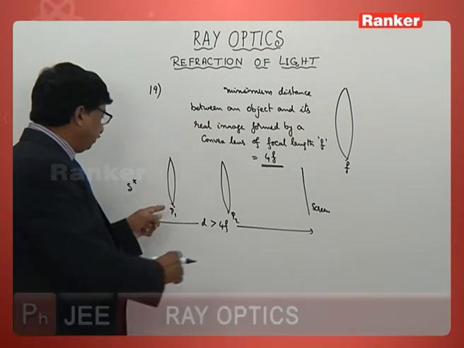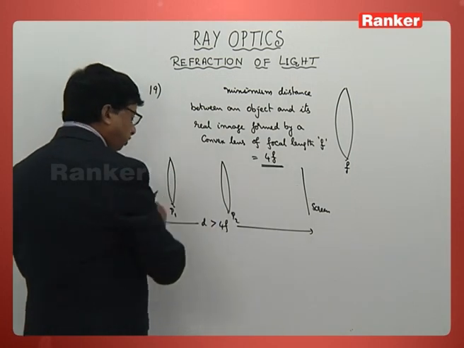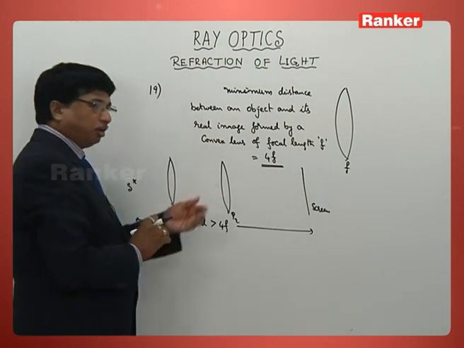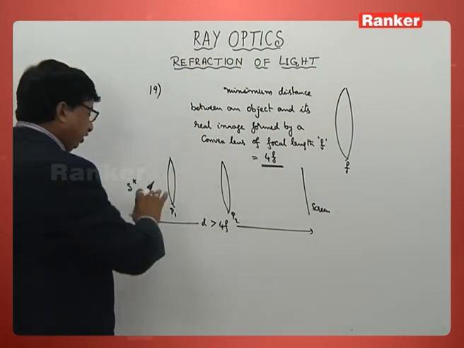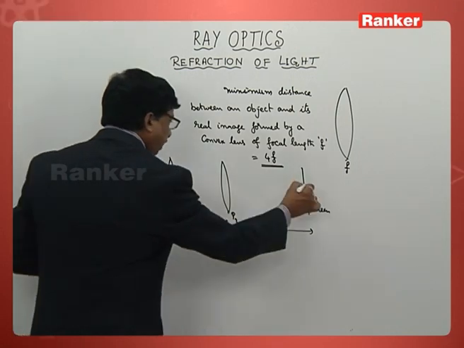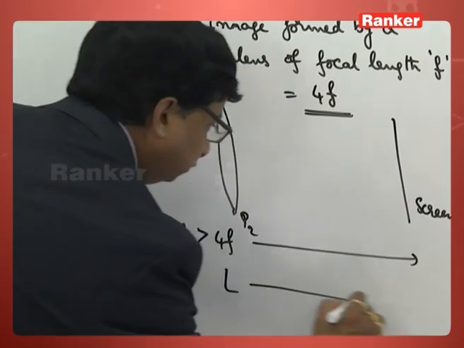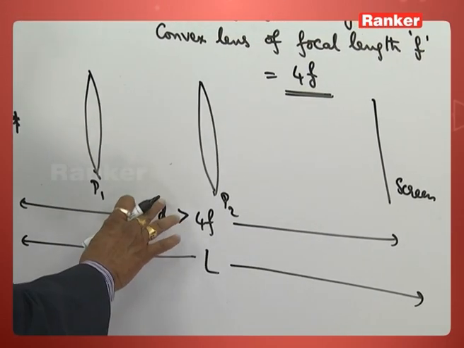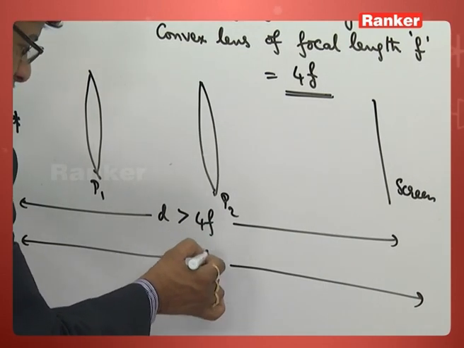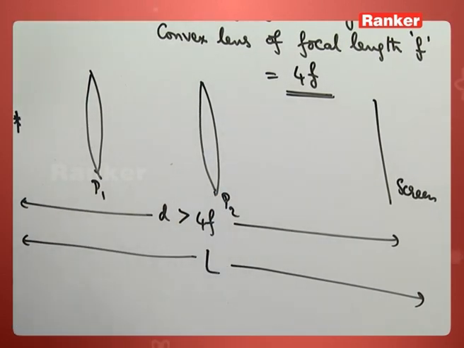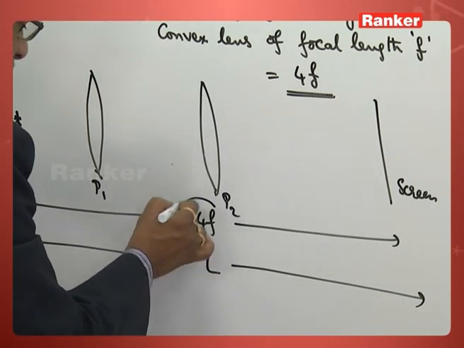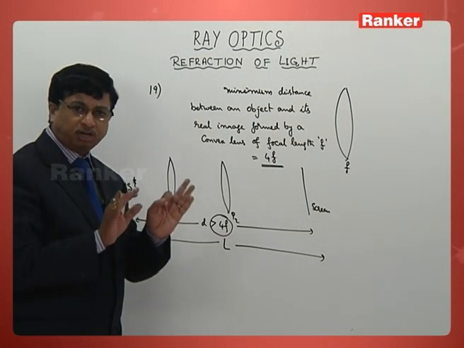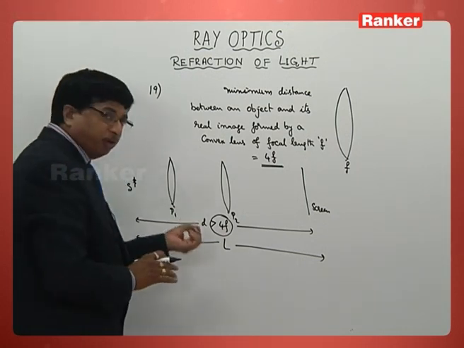When this is the object distance, this will be the image distance for the first position. When this is the object distance, this will be the image distance for the second position. If I take this distance of separation as L, what is this L now? It is slightly greater than 4f. It should be more than 4f, that is the condition. At least it should be 4f.